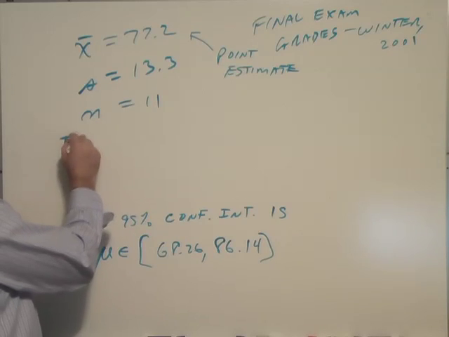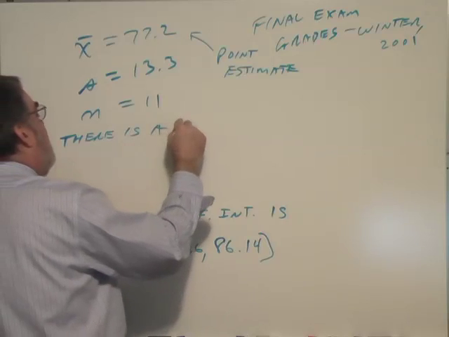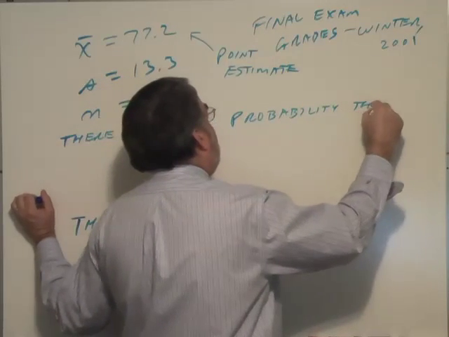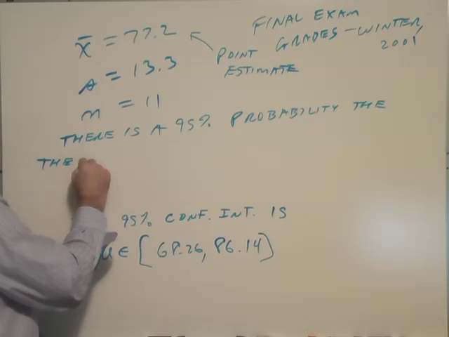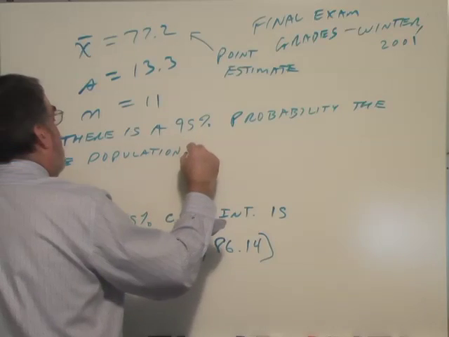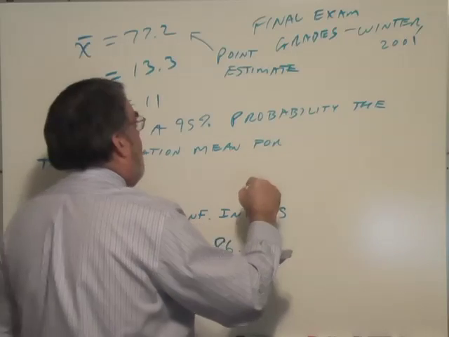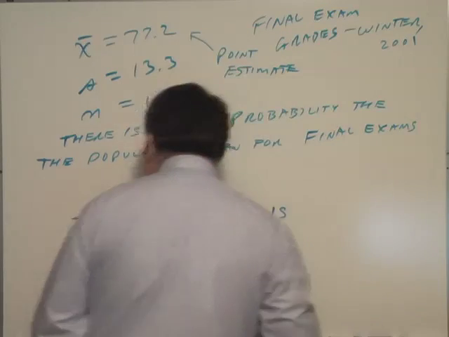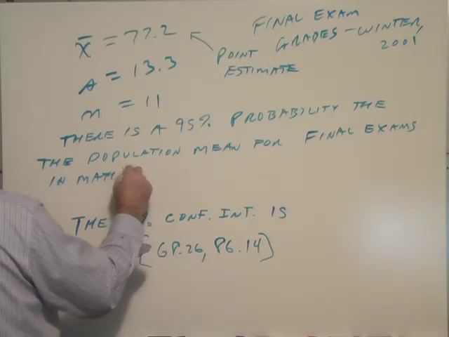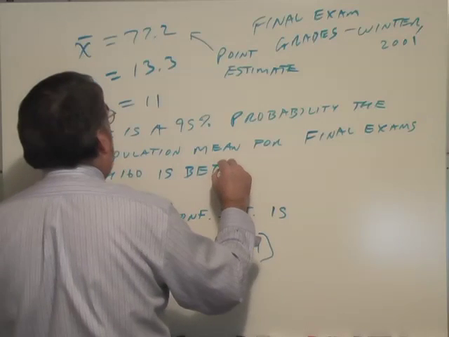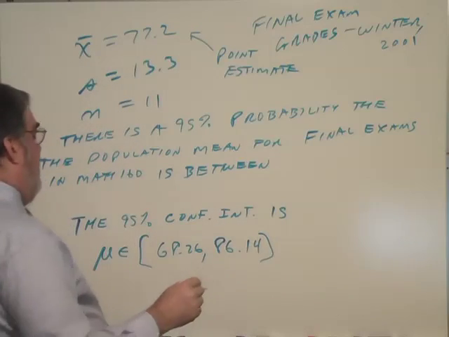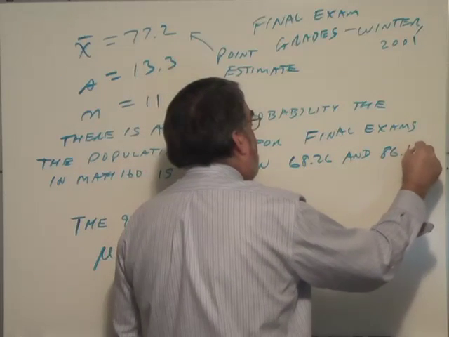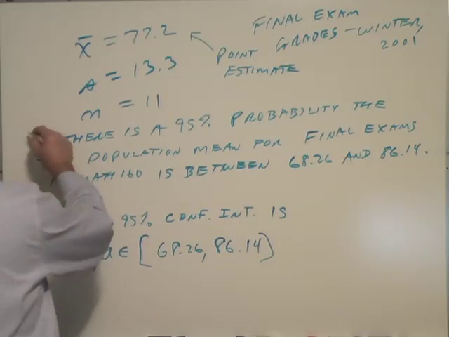this is what it means. There is a 95% probability that the population mean for final exams in Math 160 is between 68.26 and 86.14. There we go. So here's how I interpret it.